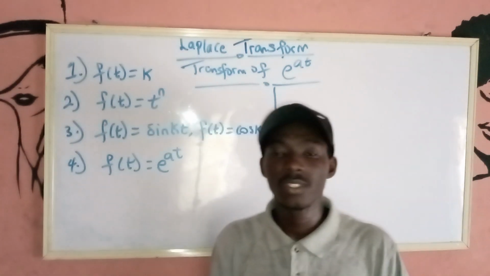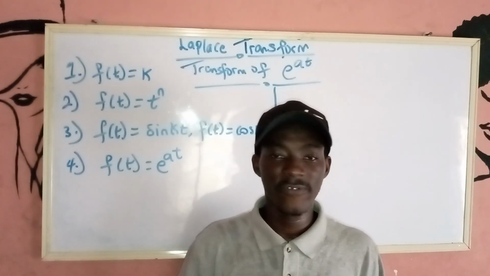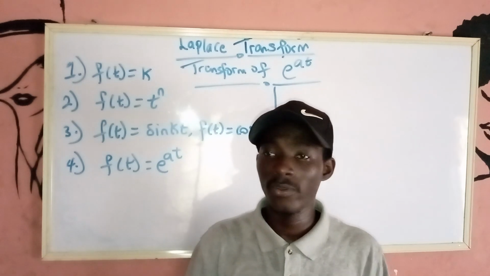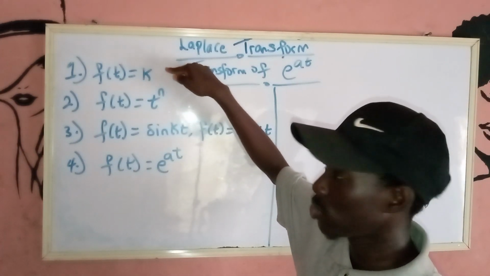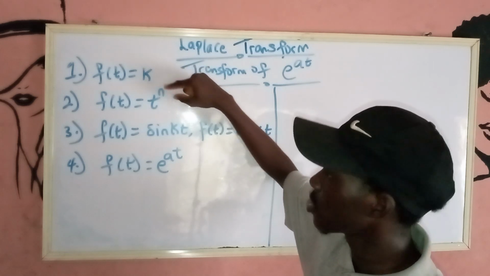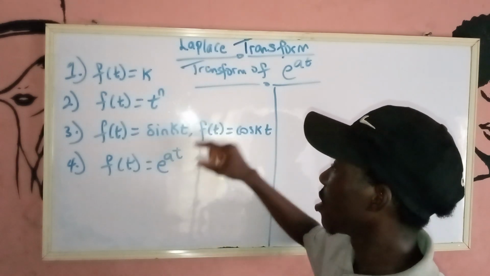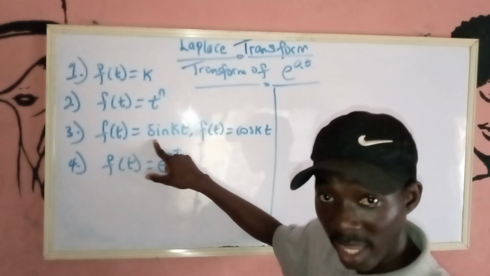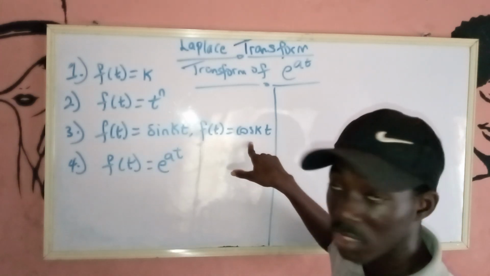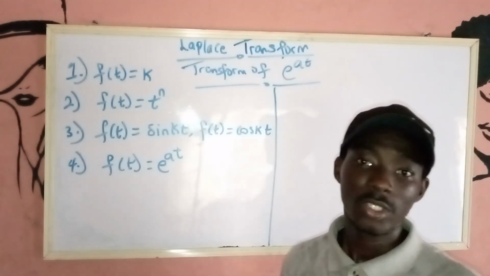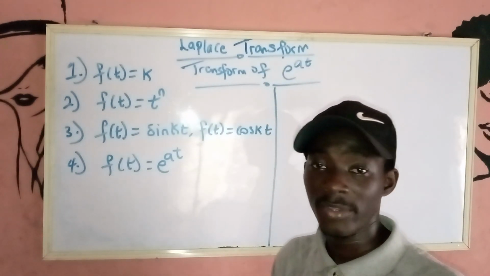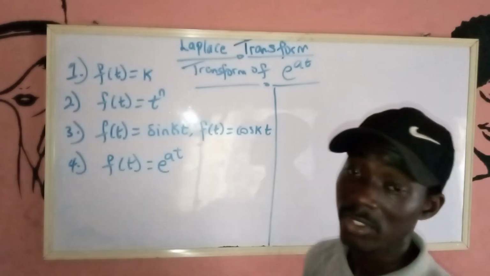So this is a continuation of the Laplace transform of the functions we have been doing before. I've covered the transform of a constant function, of the powers of t, and of trig functions like sine of kt and cosine of kt. I treated these three functions in my last three videos, so you can go back and check the other videos on the transforms of these functions.